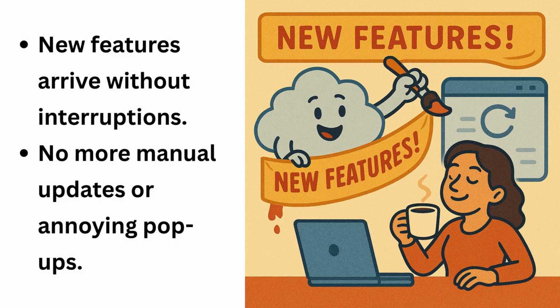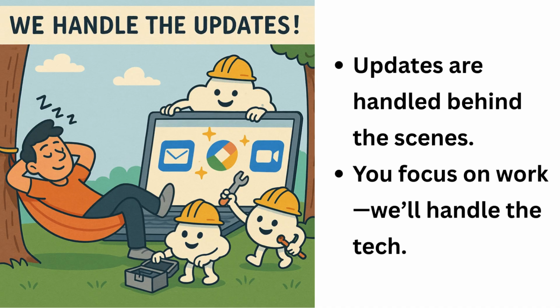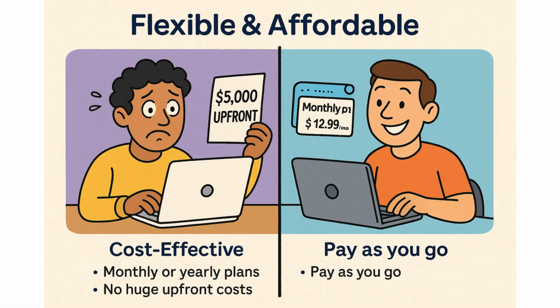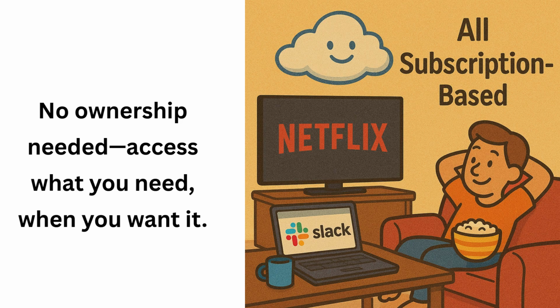Always up to date, automatic updates. You don't need to manually update the software, it's handled by the provider. Example, Salesforce or Microsoft 365 gets new features without you doing anything. Cost-effective, monthly or yearly plans. No huge upfront costs. Just pay as you go. Example, tools like Netflix, for entertainment, or Slack, for communication, are subscription-based.